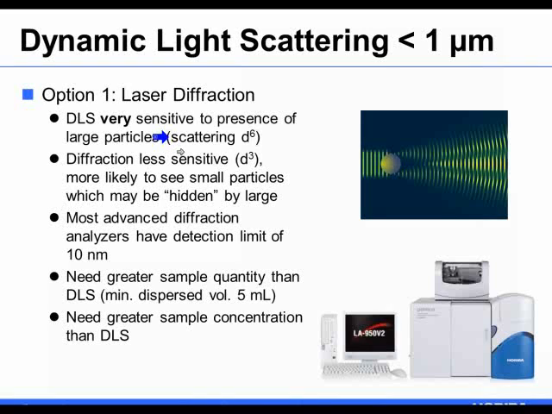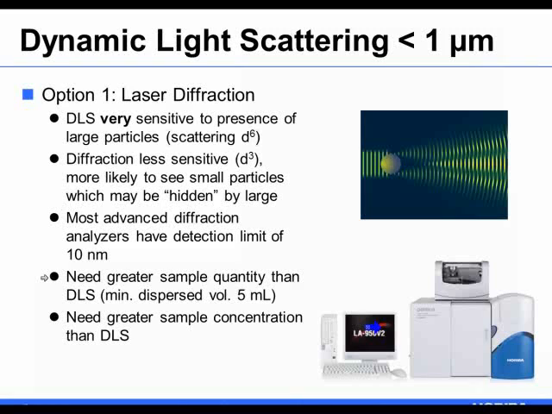Diffraction is still very sensitive, but it's less so. It only goes to the 3rd power of the diameter. So you're more likely to see small particles which may be masked by the scattering from larger particles. The most advanced diffraction analyzers have a detection limit down to 10 nanometers. That's the LA950. So you can get results if you have enough scattering from these small particles all the way down to 10 nanometers. You do need a greater sample quantity than DLS.